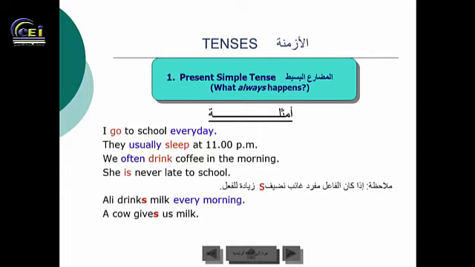She is never late to school. This sentence is in the present simple because "never" is the key word in the present simple.